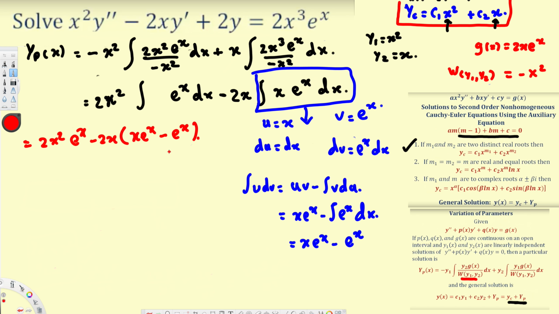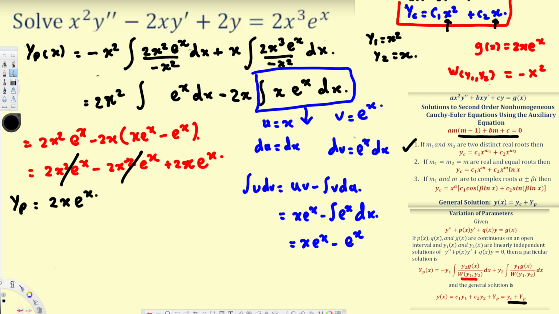Now let's multiply and see what we get. Here we can see 2x square e power x minus 2x square e power x, and minus minus plus, so that's going to become 2x e power x, and here you can see that this one and this one cancel each other, so finally we end up with 2x e power x. So that's going to be our particular solution. Yp is equal to 2x e power x.